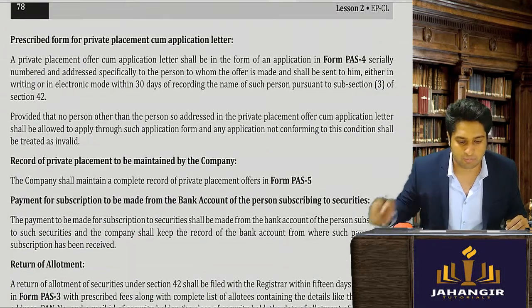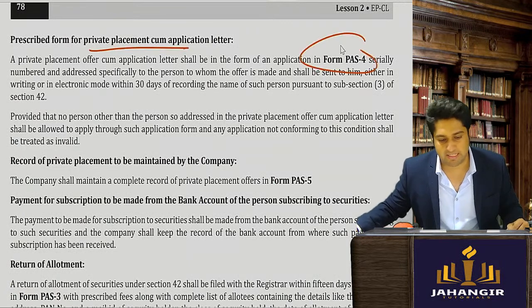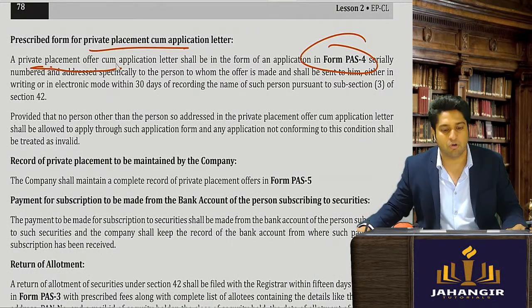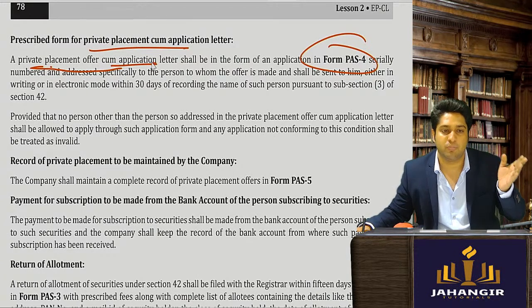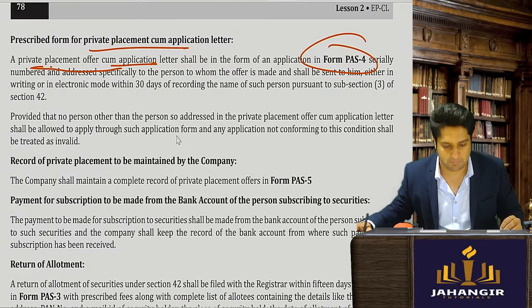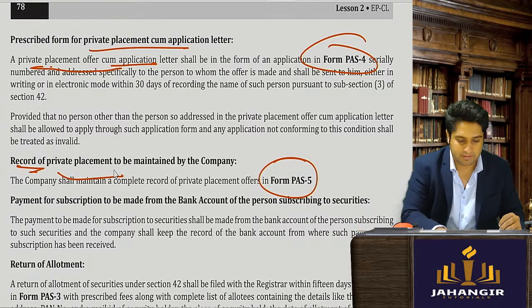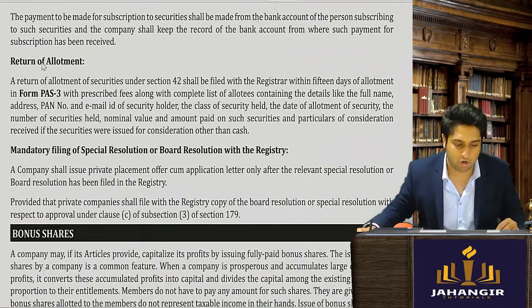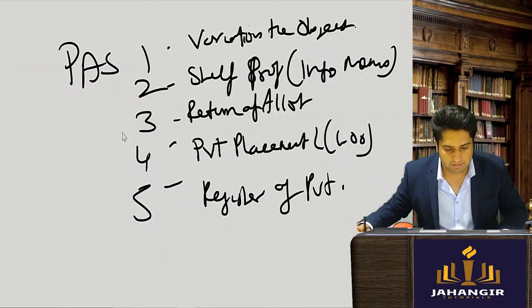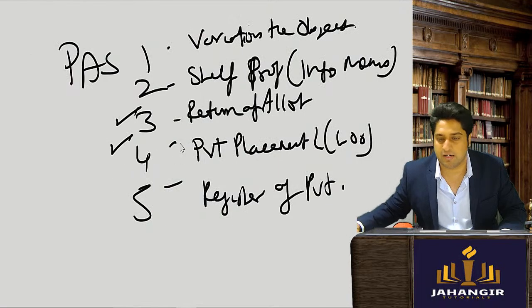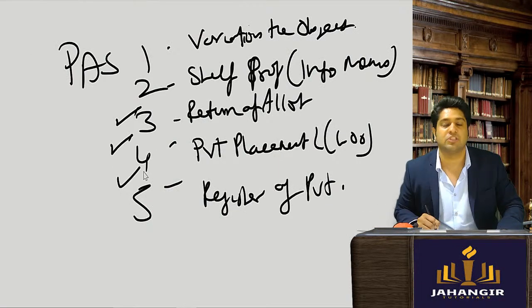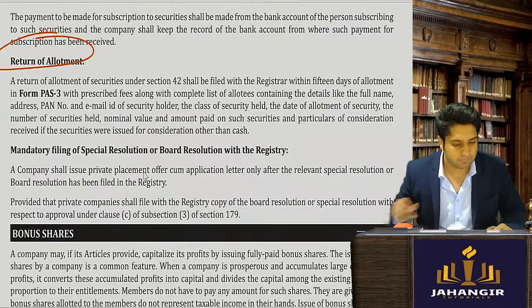Okay. Now coming to the prescribed forms for private placement, PAS 4, private placement offer, application money, application letter. So as I told you, PAS 3 is very important, and PAS 5 is a record or a register of private placement. Okay, then comes return of allotment. So you have your return of allotment, private placement letter of offer, and a register of private placements.